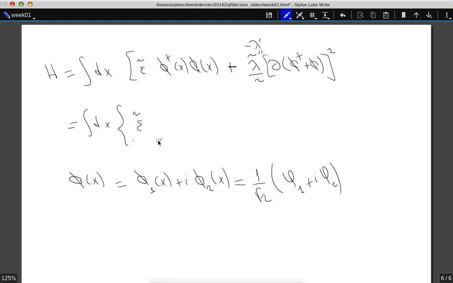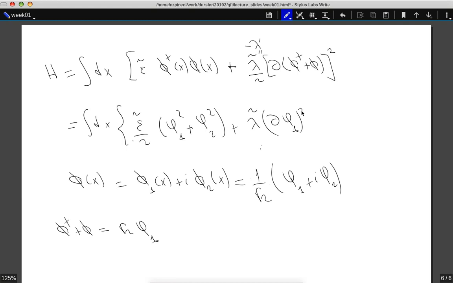Okay, so let's just continue. One over 2 phi 1 squared plus phi 2 squared plus lambda tilde over 2 square root of 2, no, over 4. Phi dagger plus phi is just square root of 2 of this phi 1. So it cancels this 2 over here.